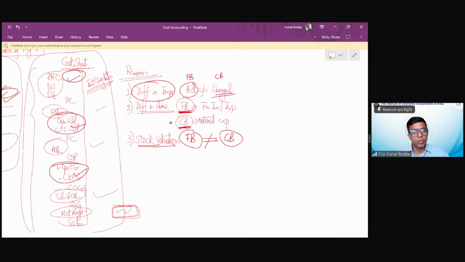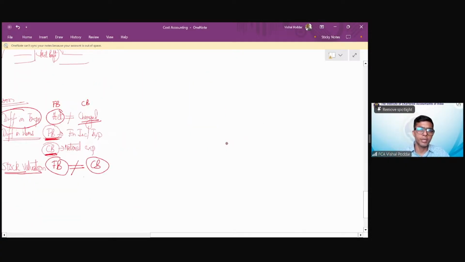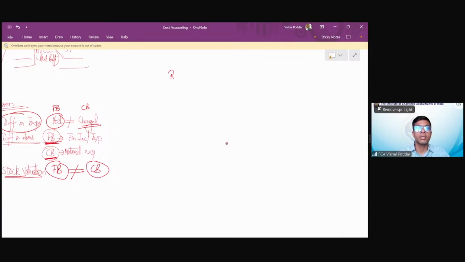Now, once I know the reasons, what we do, this we studied even in our accounts in 11th standard, we prepare a reconciliation.